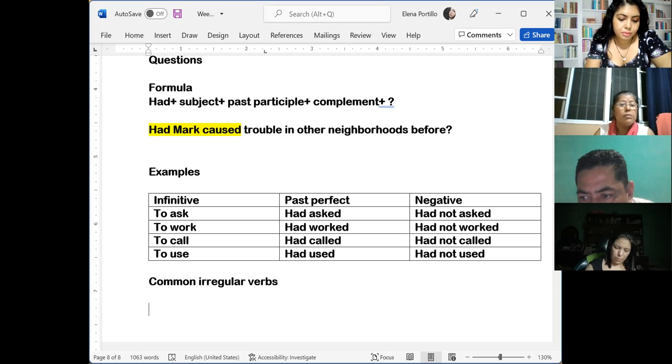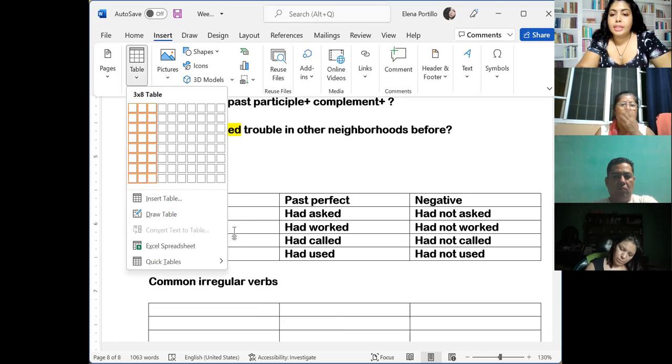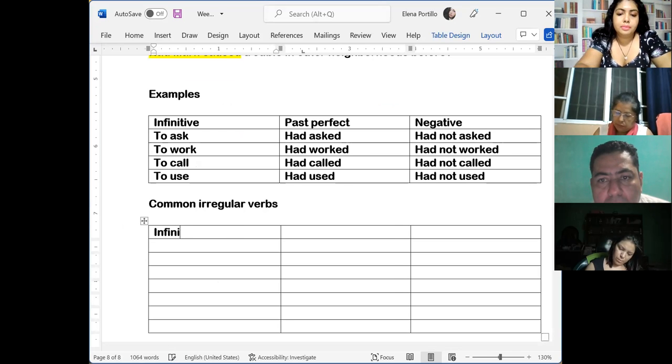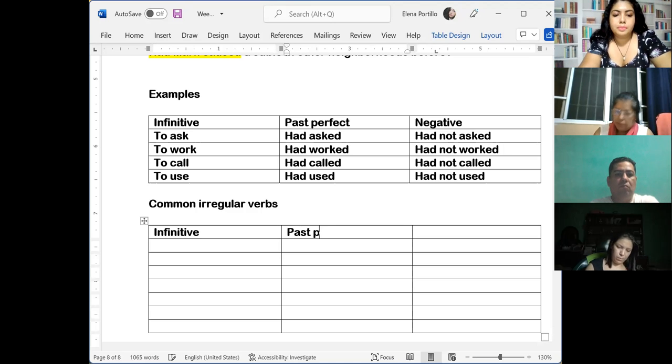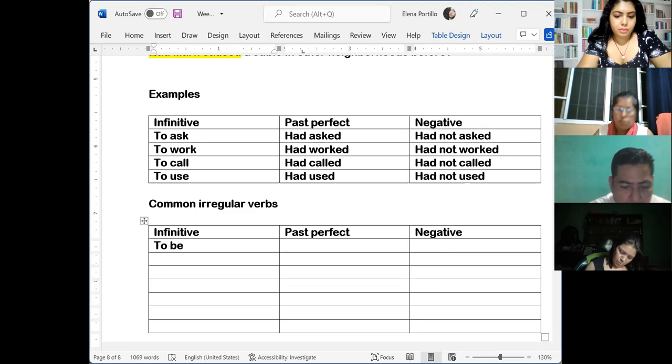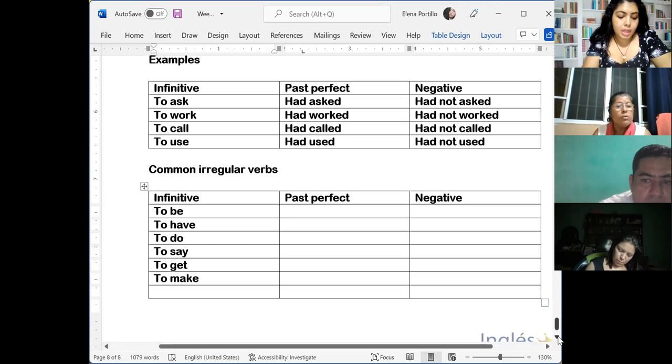There are some more. So let's see. We are going to write 7 of them. In this case, infinitive. Then we have past perfect. Then we have negative again. So in this case, we have the verb to be, to have, to do, to say, to get, to make, and to go.